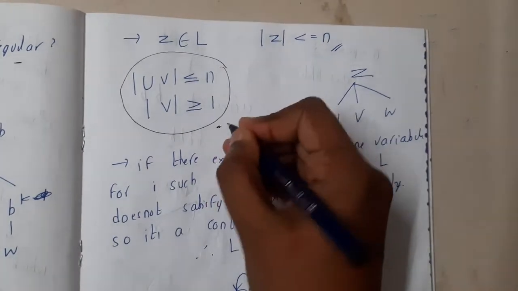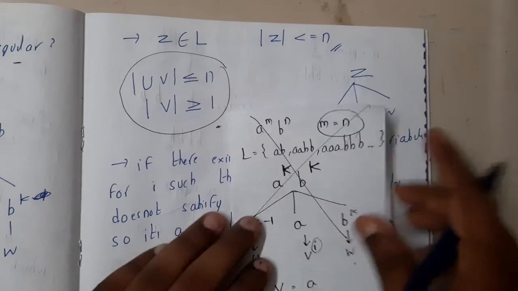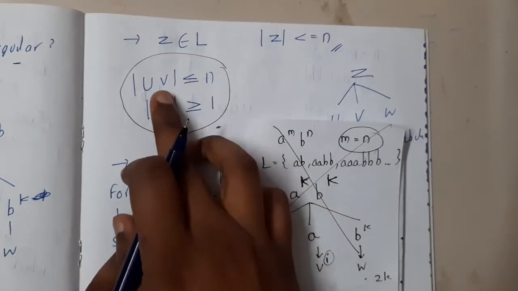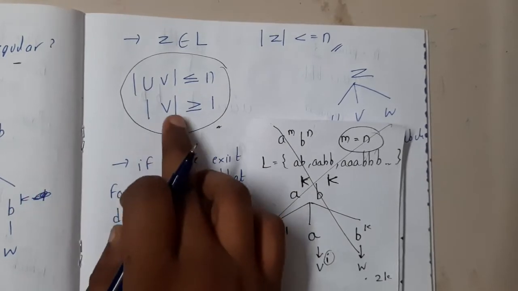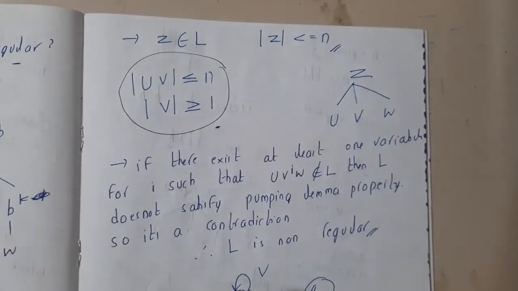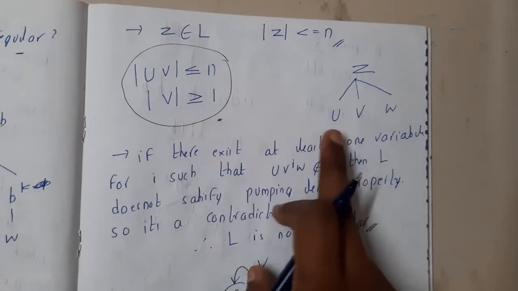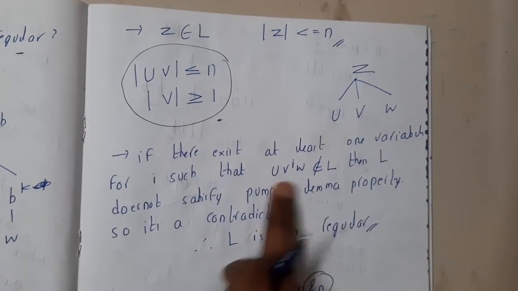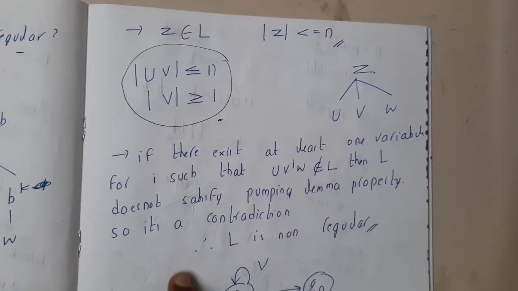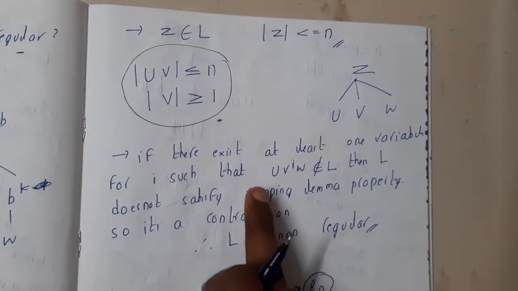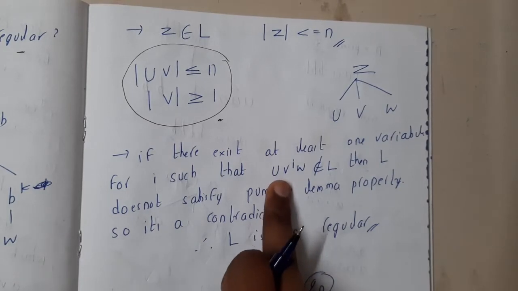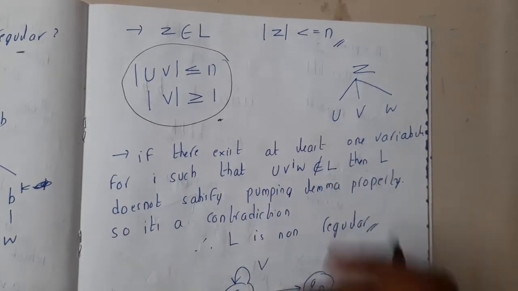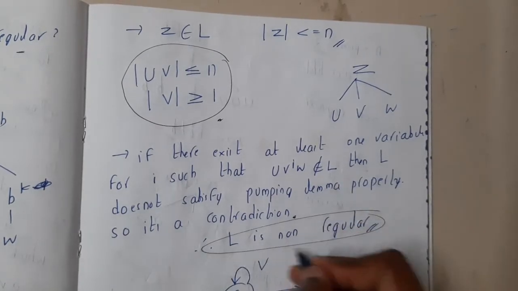Indirectly what they are trying to say is, if this length is 2k, at that time this length should be less than or equal to 2k, and here we should have at least one item. Okay, now I understood. So basically u, v, w, so v can be increased up to i times, with u and w staying. If there exists at least one value of i such that u v^i w does not belong to L, then L does not satisfy the pumping lemma property. Hence we can conclude that the language is not regular.